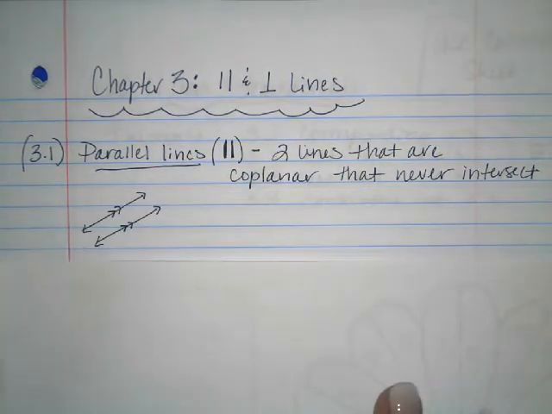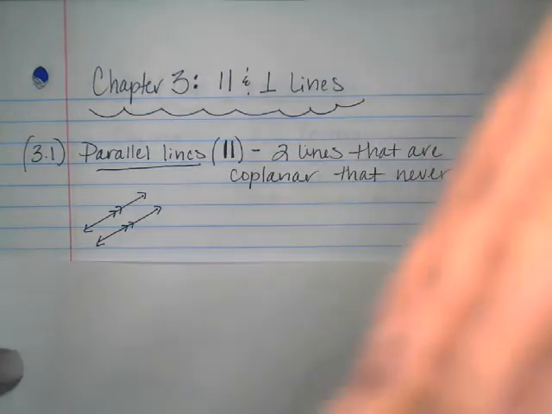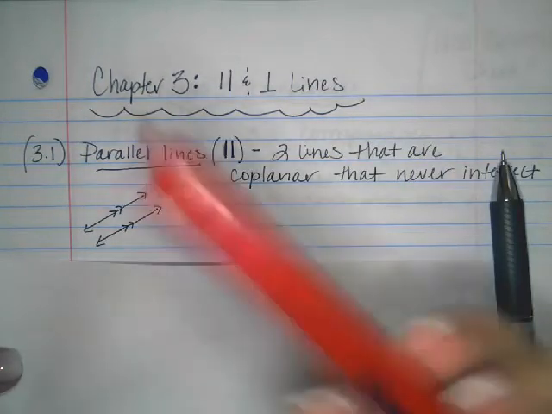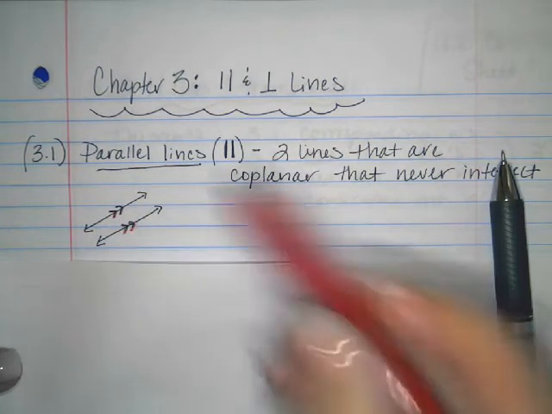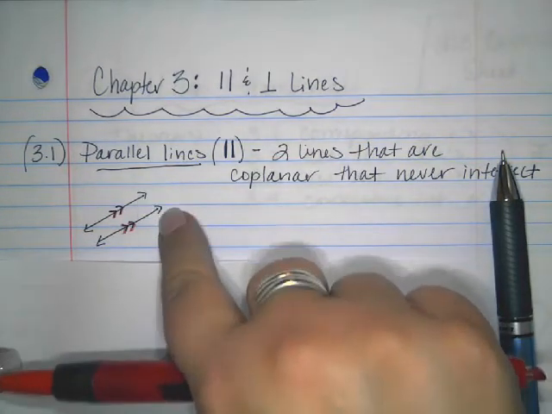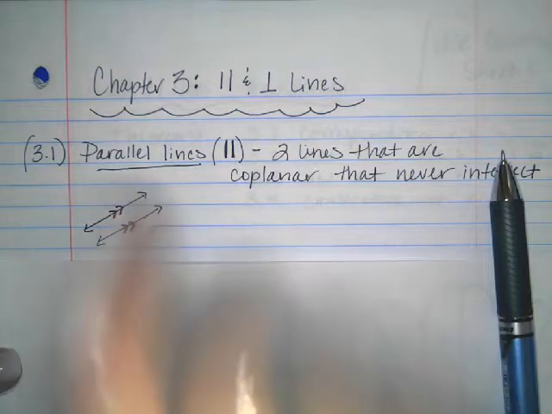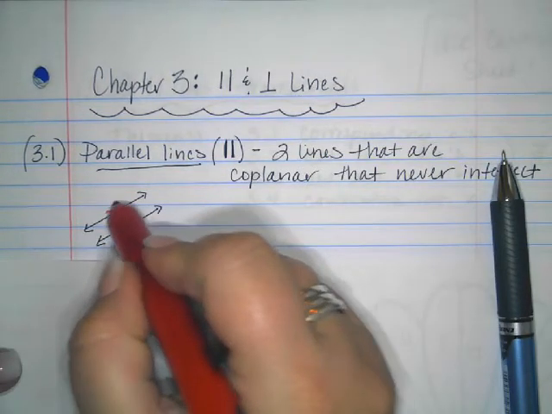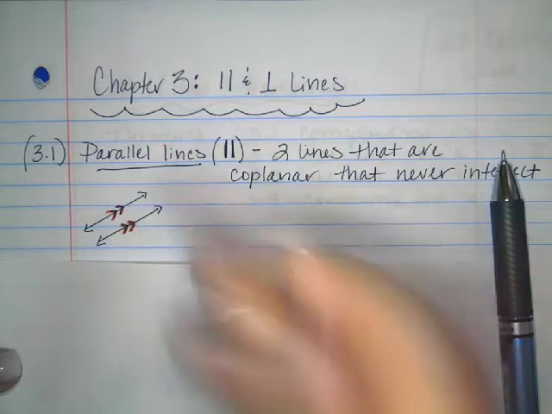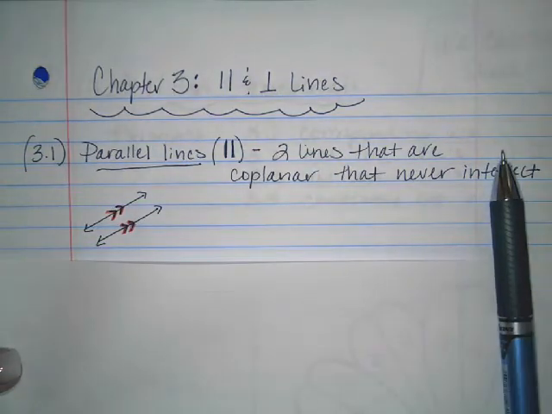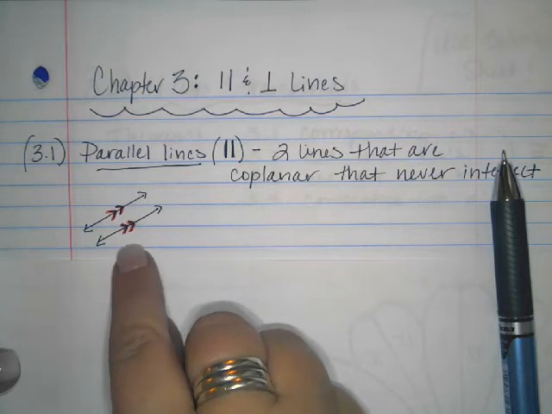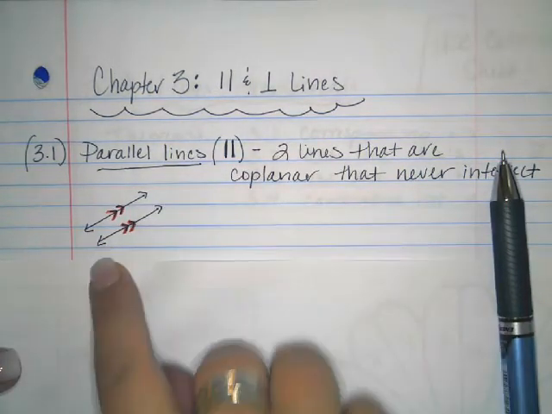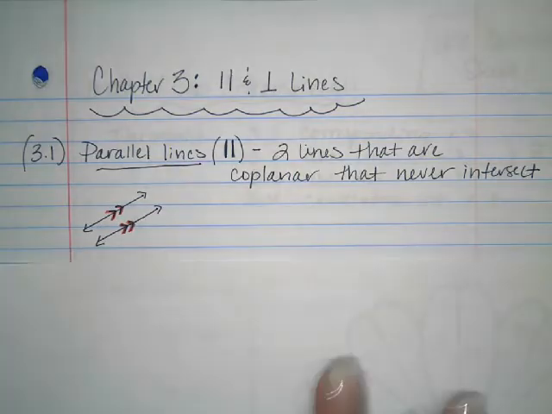The picture of parallel lines looks like this. And one thing that I noticed on your test was that some of you were thinking that these end pieces meant parallel, and that had nothing to do with parallel. These are the guys that mean it's parallel in red. Those little double arrows that are somewhere on the line. That's what means parallel. These end pieces just mean the lines go on forever and ever.